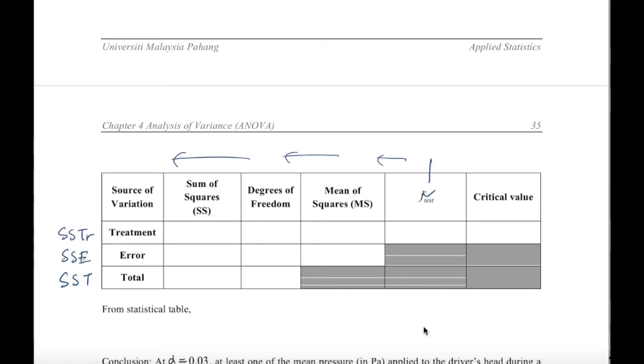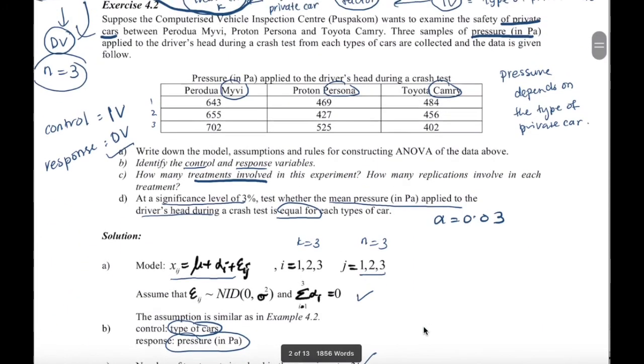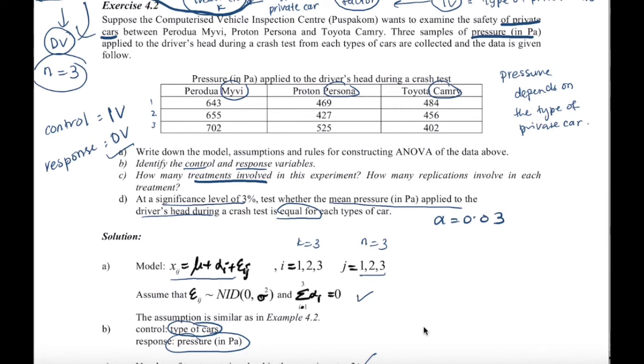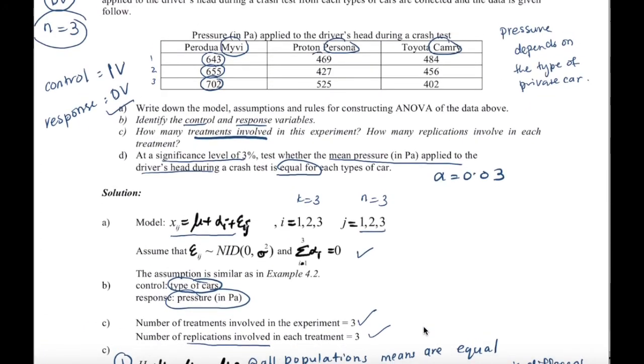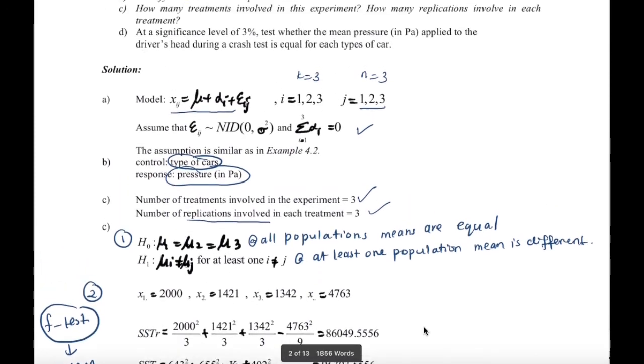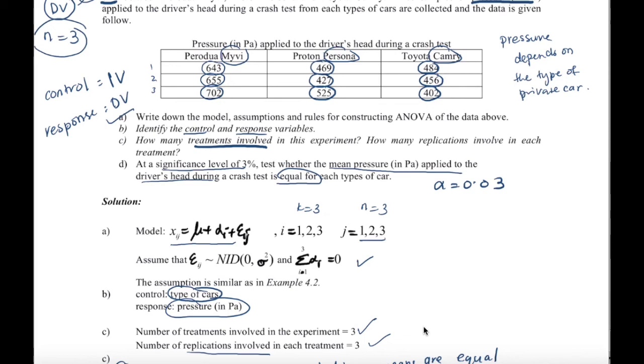First, what you need to do is find the summation of each treatment. Treatment 1 is 643 plus 655 plus 702, and you will get 2000. Treatment 2 is 469 plus 427 plus 525, which gives 1421. Treatment 3 is 484 plus 456 plus 402, and you will get 1342.